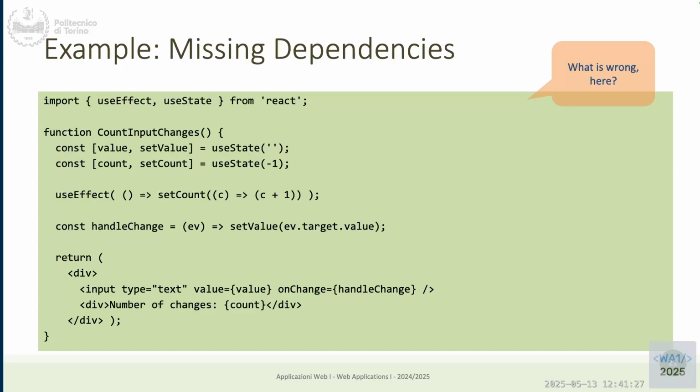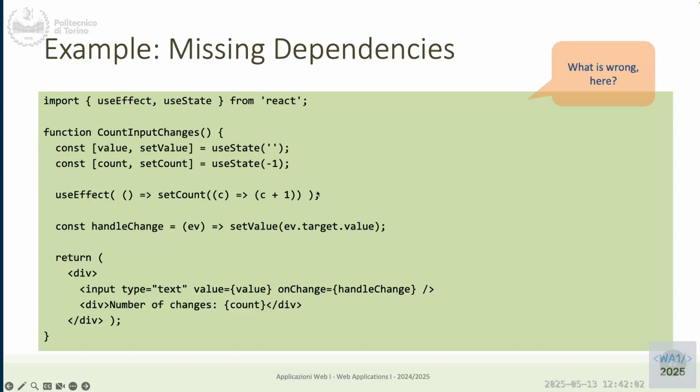So the component is rendering whenever value changes, right? And also whenever count changes. So see, count changes, I call the effect. And this will cause count to increase again. And so I will re-render the component again. This number will continue to increase in an infinite loop.